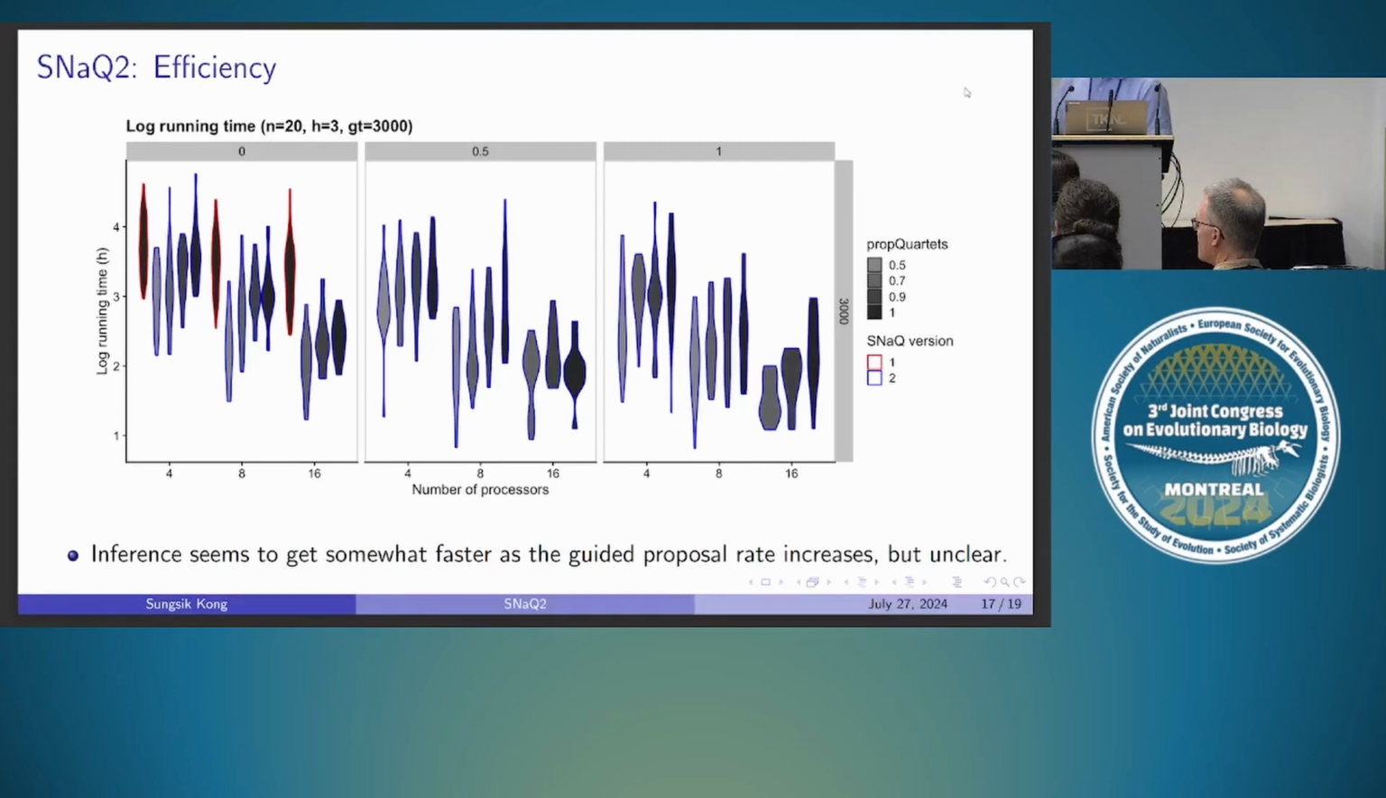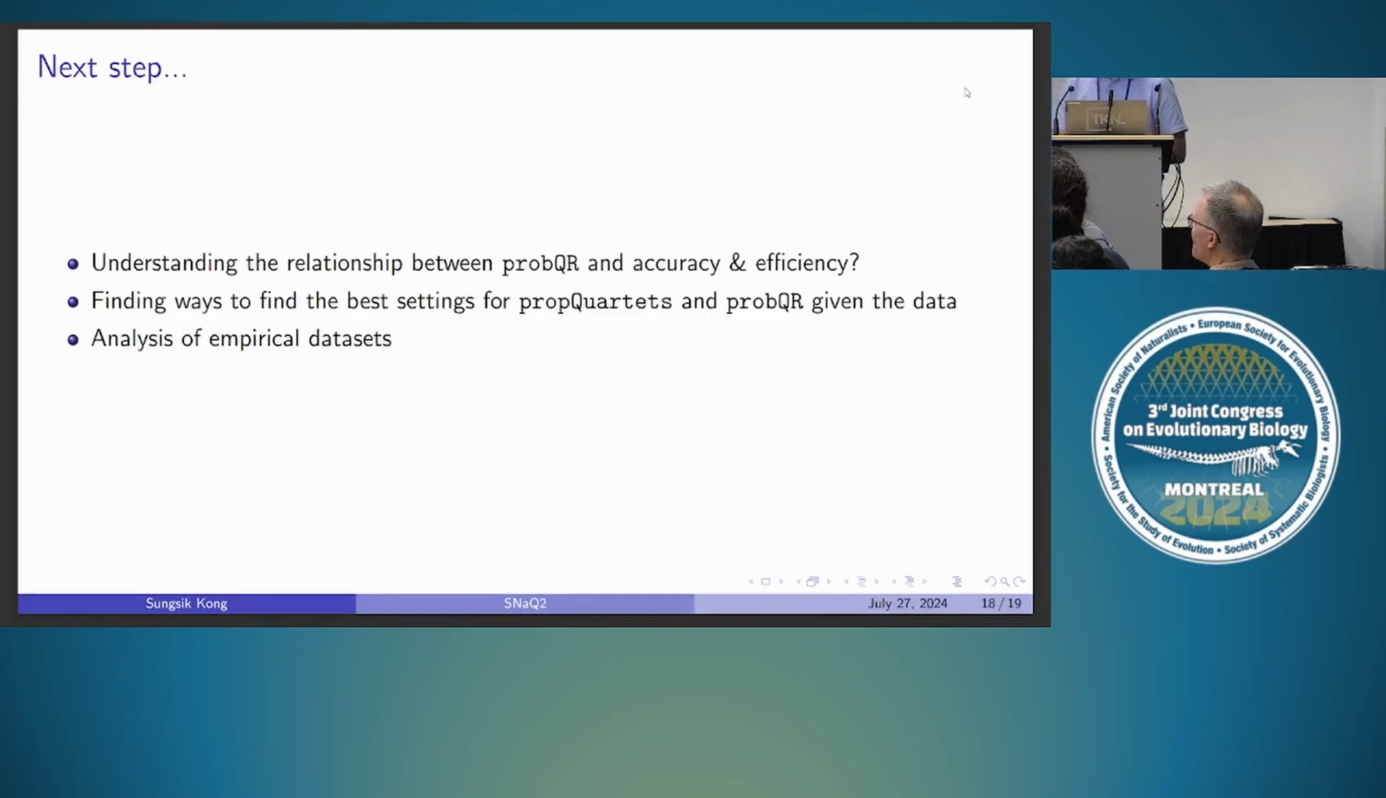One thing that I need to think a little harder about is the effect of probe QR. I couldn't find a clear pattern from using this guided network searching. So this is my next step, to see what patterns we observe. Is it going to increase accuracy, or maybe it'll decrease accuracy because it might lead to getting stuck at a local optimum? So my next step is to understand the relationship between probe QR and accuracy and efficiency, and to find good ways to identify the best setting for probe quartets and probe QR given the data. This is for the empiricists who want to use this method, and we also want to try the analysis on various empirical data sets.